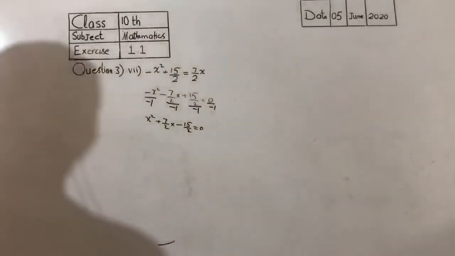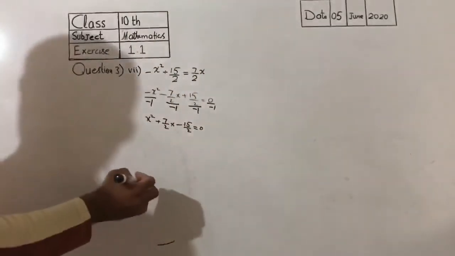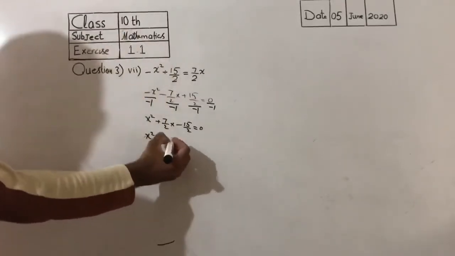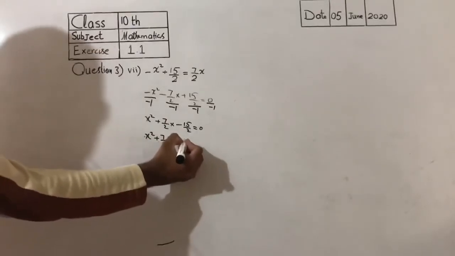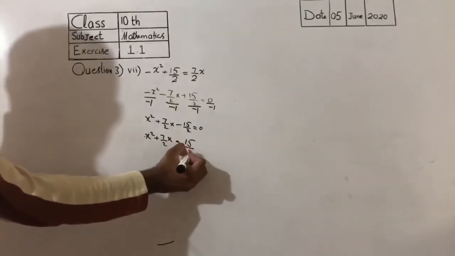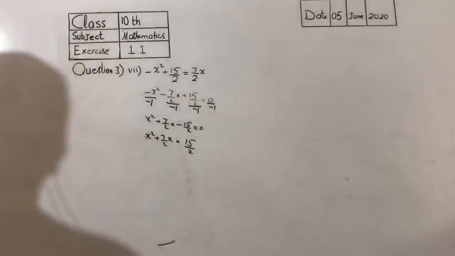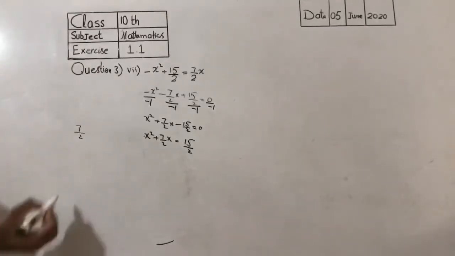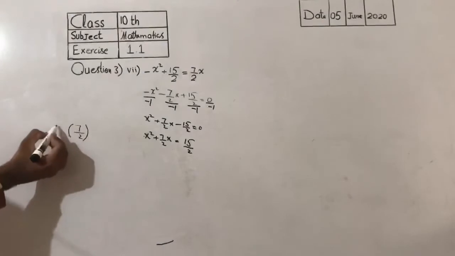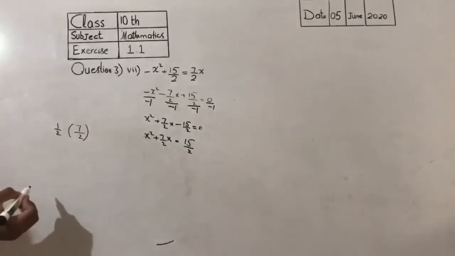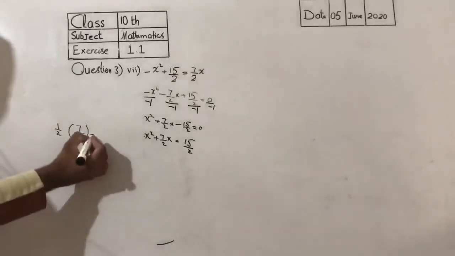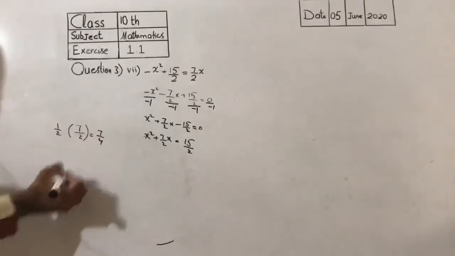Third step is we move constant term on the right side. So here we get x square plus 7 over 2x is equal to plus 15 over 2. In next step we take coefficient of x, that is equal to 7 over 2, and we multiply it by 1 over 2 or divide it by 1 by 2. Now here we get 7 over 4.